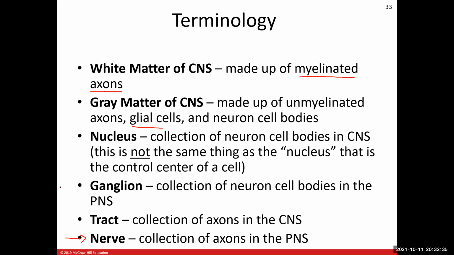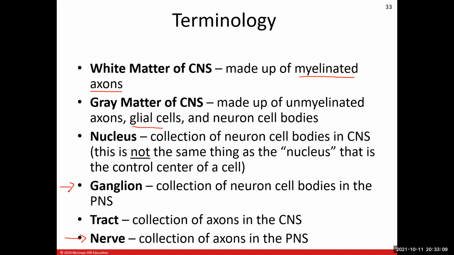And let's go up here to ganglion. A ganglion is a collection of neuron cell bodies in the peripheral nervous system. So now what do we call a collection of parallel axons in the central nervous system? We call that a tract. Same thing, different location. So a nerve is in the peripheral nervous system. A tract is in the central nervous system. A ganglion is a collection of neuron cell bodies in the peripheral nervous system.